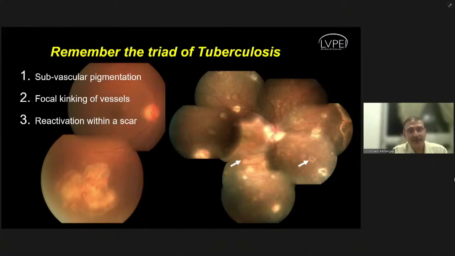So the triad for tuberculosis being subvascular pigmentation and the focal kinking of vessels, what you can see here, and the reactivation within the scar. So if any of these you are able to see along with an infiltration of the disc, most probably we are looking at a possibility of a tuberculosis involvement.